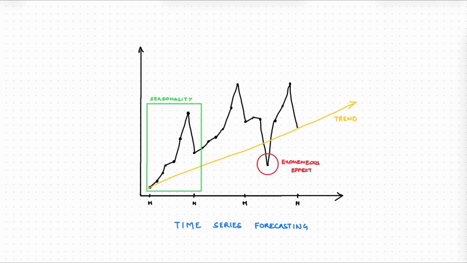So now we know what time series forecasting is at a very basic level. We got to know what is trend, what is seasonality, and what are exogenous variables. Now let's dive in a little further. So, what are the types of time series?